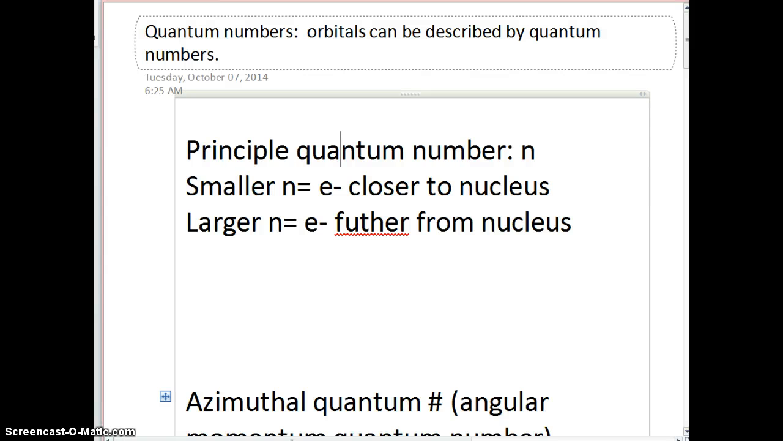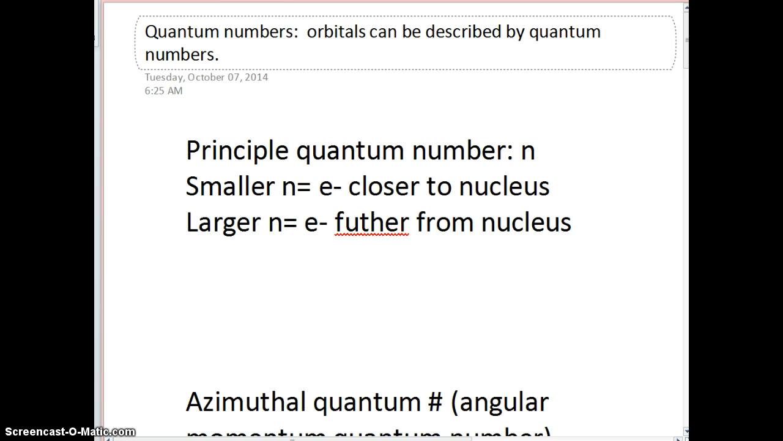Okay, ladies and gentlemen, this talk is about quantum numbers, which are going to tie in with electron configurations, which are going to tie in with those rules that we talked about for filling orbitals within electron configurations, things like Hund's rule and Pauli exclusion principle and such. So let's get going here.